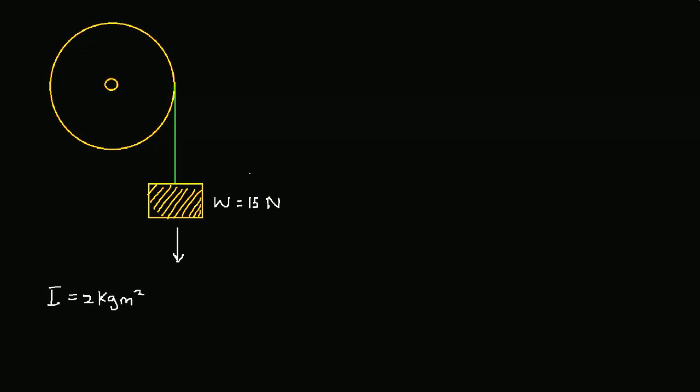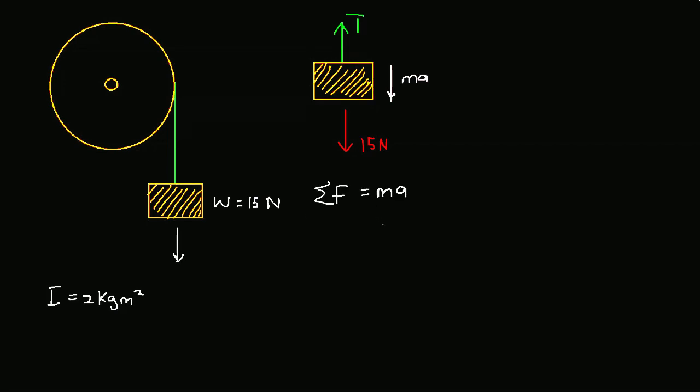We're going to start off by analyzing the forces on the block and how they relate to its downward acceleration. The forces acting on it are the tension in the string and its own weight. From Newton's second law, we know that the net force acting on the block is equal to its mass multiplied by its acceleration. So we have 15 minus T, which is the tension in the string, equals ma.